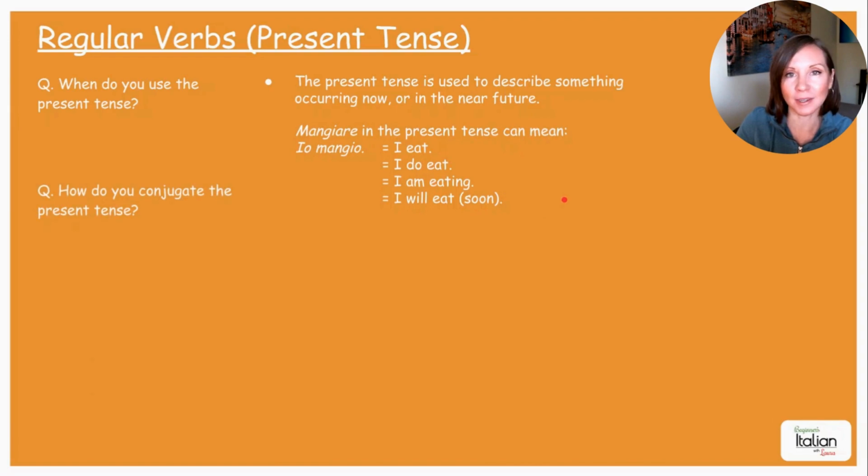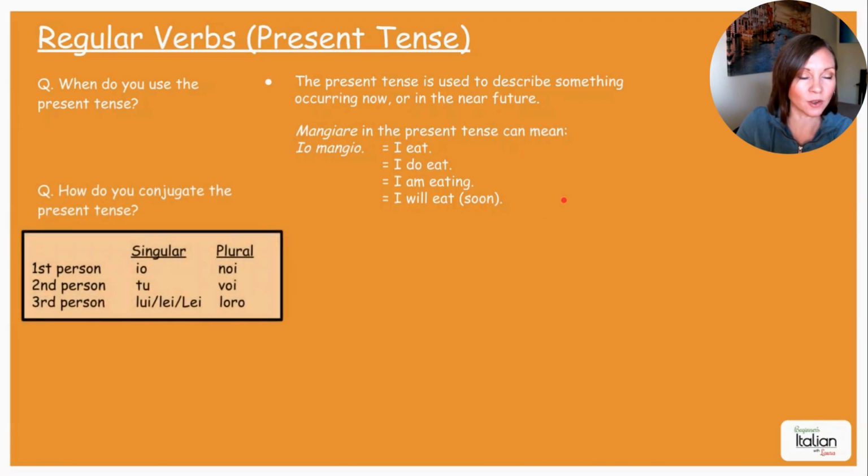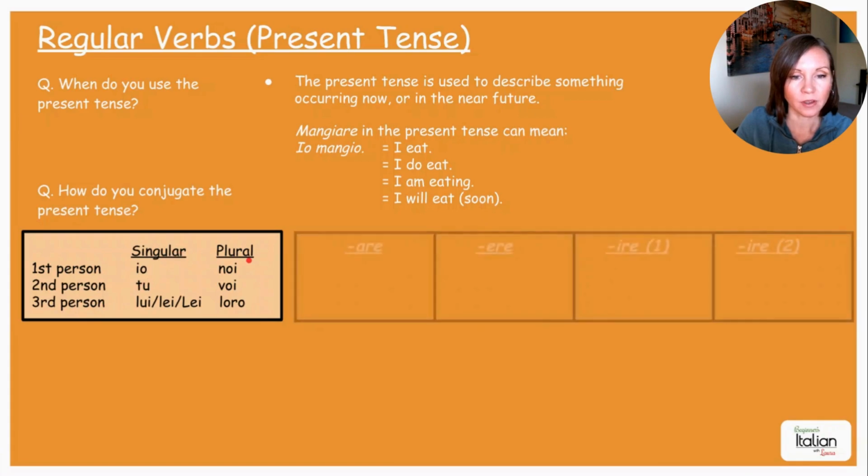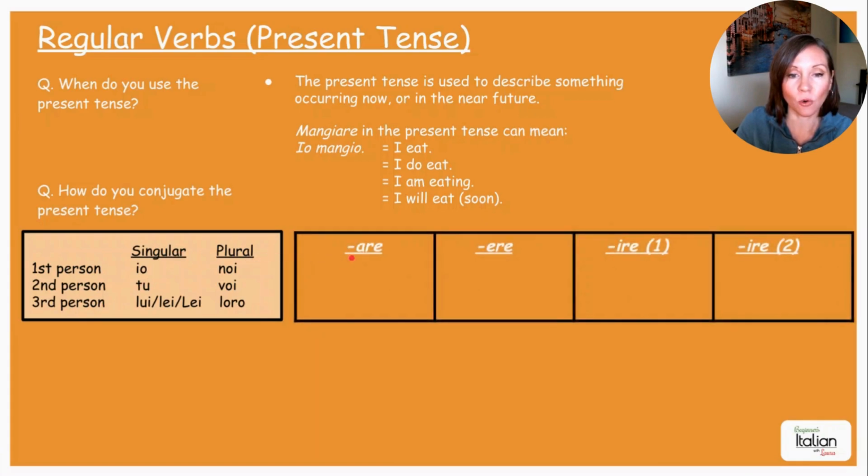How do you conjugate the present tense? Okay, so as we talked about in the subject pronoun section, we have first person, second person, and third person, singular and plural. So we have ARE, ERE, and IRE verbs. And for the IRE verbs, we have 2, or some may say 3, different conjugations.